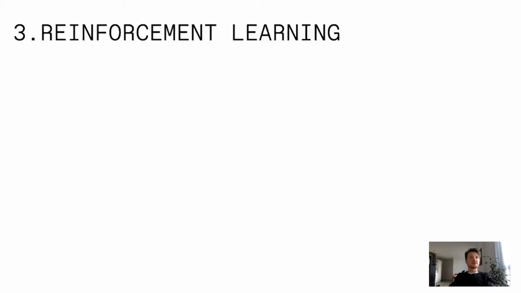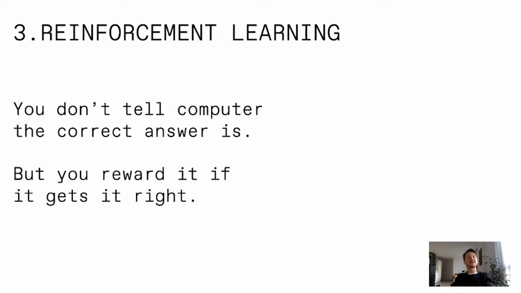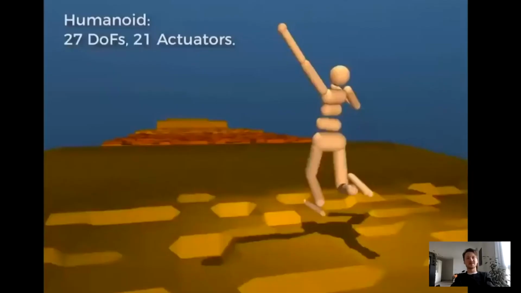Cool. The last one is reinforcement learning, where you don't tell the computer what the correct answer is, but you reward it if it gets it right. So this is traditionally used for tasks where you have some sort of score. The video I'm going to show you is a research project where they took a human-shaped body and put it into a physics engine, and they told the computer to try to maximize the distance the body would travel.